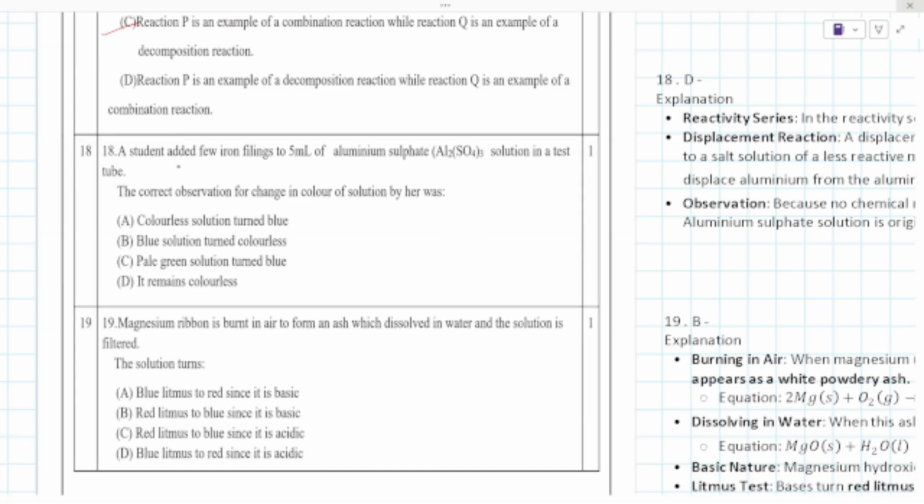Now let's see. A student added a few iron filings, about 5 mL, to aluminum sulfate, Al2(SO4)3, solution in a test tube. The correct observation for the color of the solution by her, what will it be? Colorless. Blue solution turns colorless. Pale green solution turns blue. Or it remains colorless. What will it be?